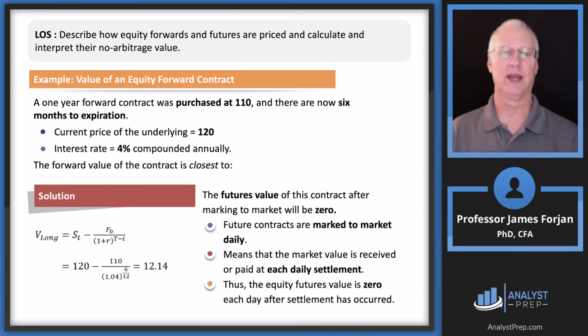Futures contracts, on the other hand, are traded on organized exchanges or vast over-the-counter markets, and so they are characterized by marking to market, and this happens every day. So look at that middle embedded bullet point over there on the bottom right. It means that the market value is received or paid at each daily settlement, and so the contract reverts to a value of 0 every day.